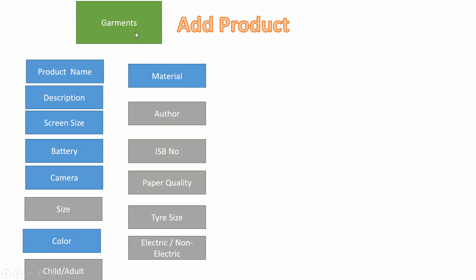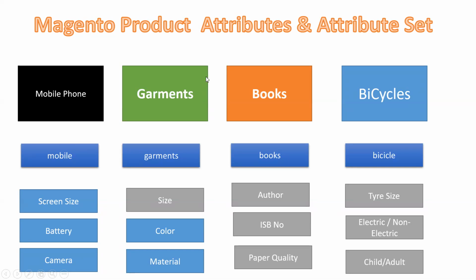Same way, if you're going to add garments, then along with the product name and product description, there is no need of screen size at all for adding a garment. Same way, battery and camera are totally irrelevant in garments. And for books, you need only author, ISBN, paper quality, and material, but no need of screen size, battery and camera. But still the page is the same. That is why you need to add all these things. So this is the complexity which is solved by Magento.